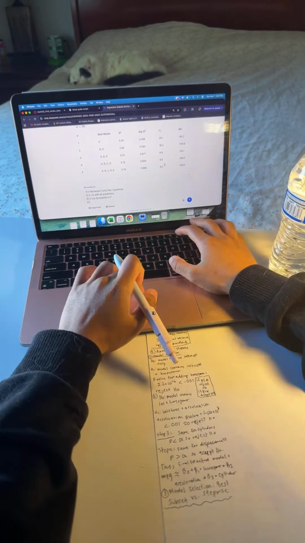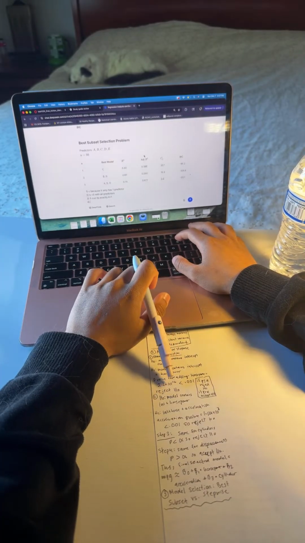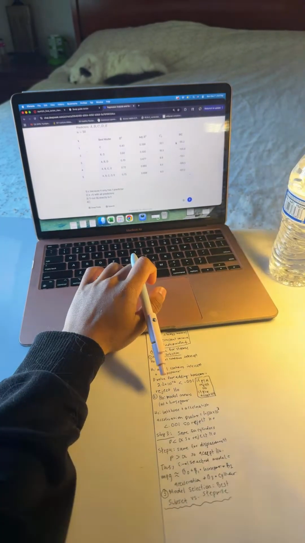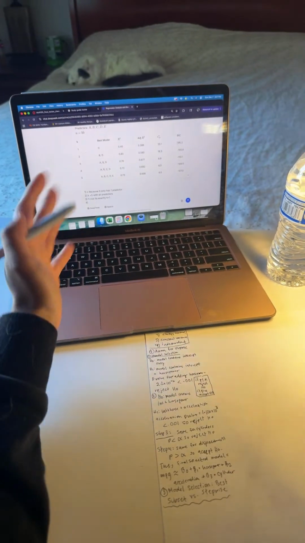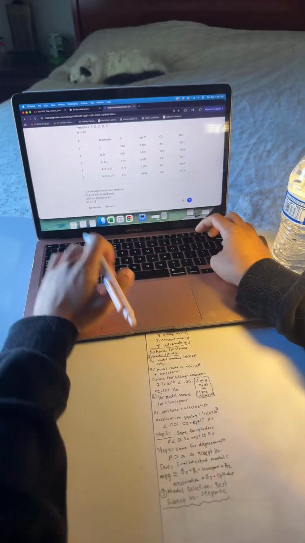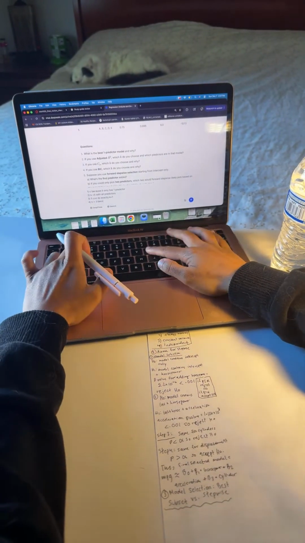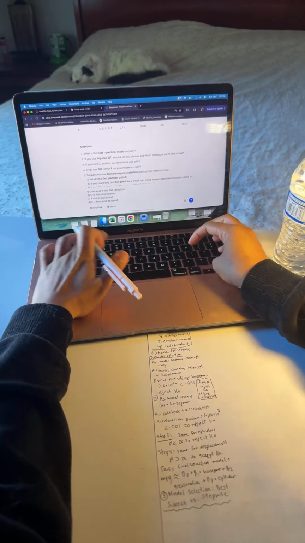Alright, and number 4, if you use BIC, which K do you choose and why? This one is most negative. I don't know, I'm feeling anxious. All of a sudden, it's definitely K plus 3. Okay. Why? Because it's lowest.